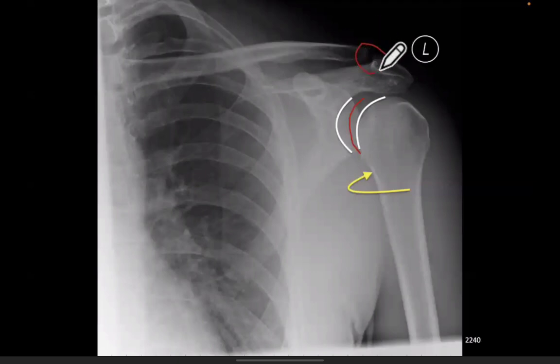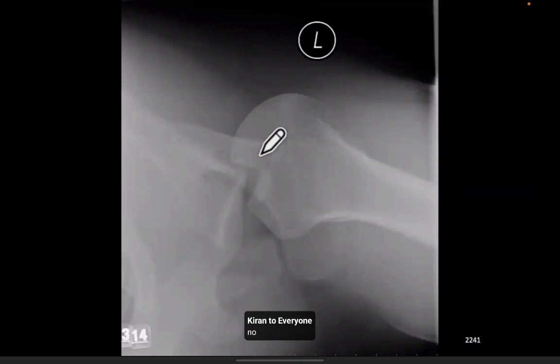Yeah, there's a grade 1 subluxation of the AC joint, well spotted. And there is the reverse Hill-Sachs lesion. So, and if you look then at this end on, you can sometimes see the trough sign, which is lots of bone, which is impacted. That's called the trough sign.